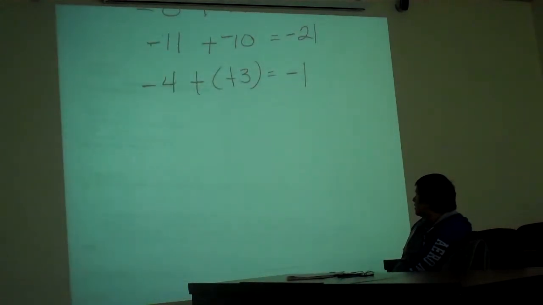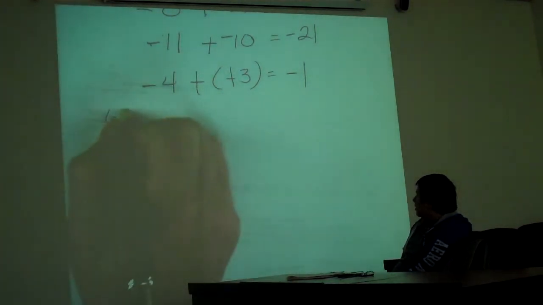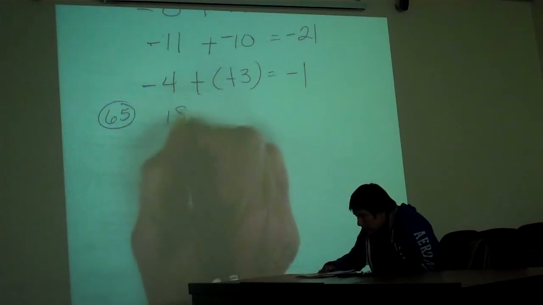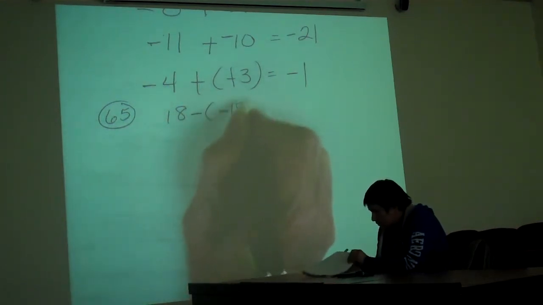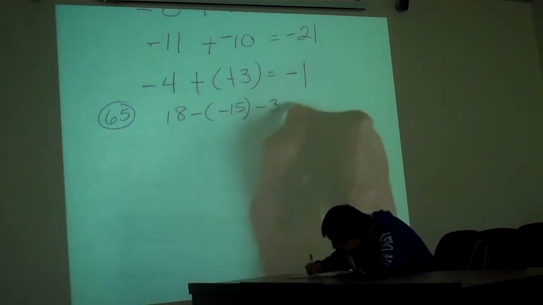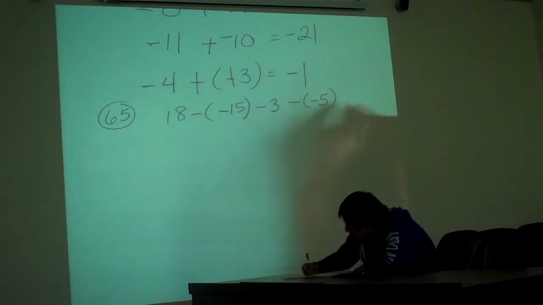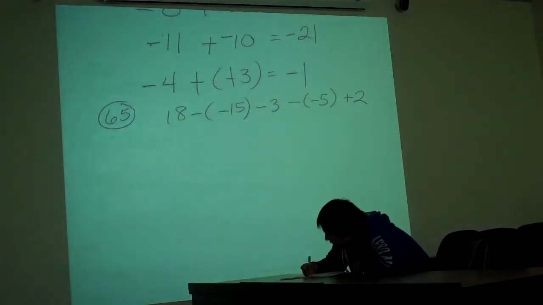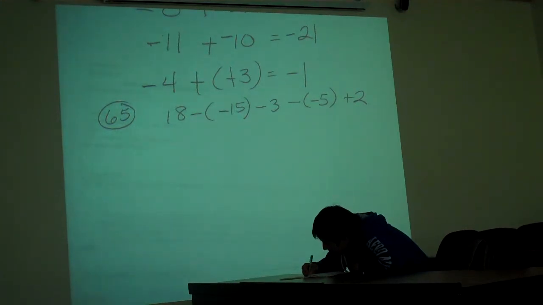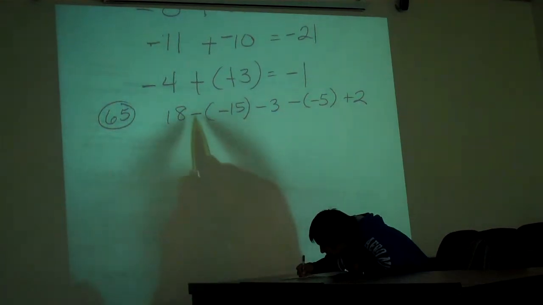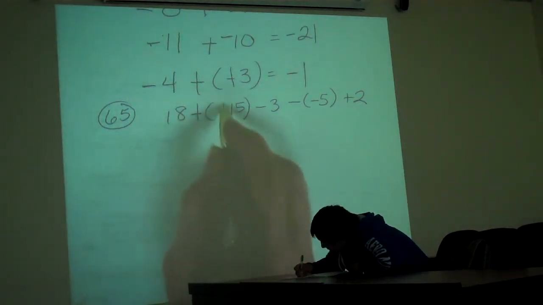Okay, let's do where we have a string of them, like number 65. 18 minus negative 15 minus 3 minus negative 5 plus 2. Okay, before we collect positive and negative numbers, change all the subtraction to adding the opposite. So this is minus negative, so add the opposite.